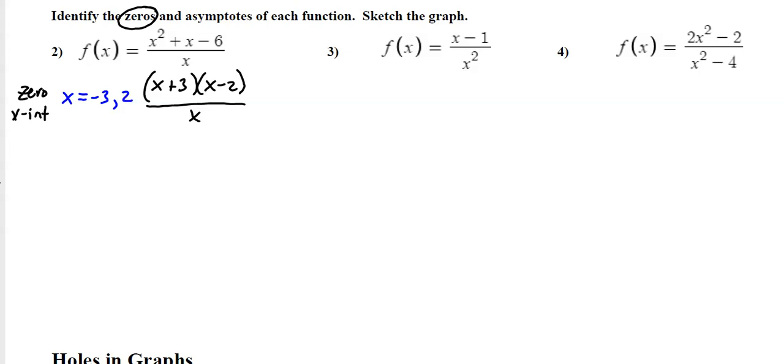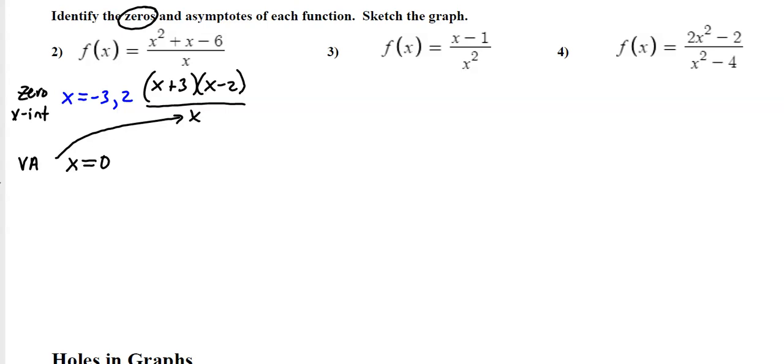Now I started thinking about asymptotes. Well, for a vertical asymptote, it's when this bottom is 0. So the vertical asymptote is going to come from this part. And I'm like, hey, x equals 0 is going to be an asymptote because that's not allowed. So you're not going to be able to have an x of 0.